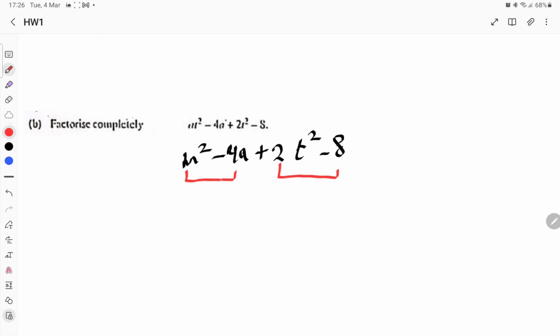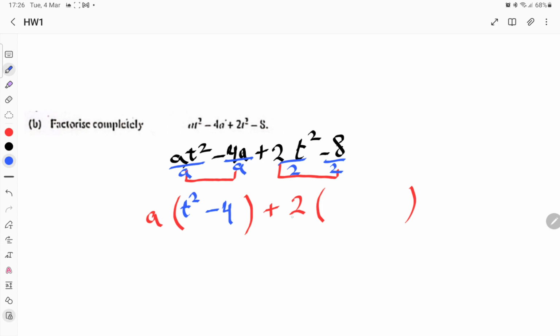So what is the common factor for the first two terms? This is a t squared, this is a t squared. So what is common here in the first part? The repeated letter is a, so you can open a bracket, and in the second part the common factor is 2. Take out 2 as a common factor, and then you divide by a, so it becomes t squared minus 4, and here divide by 2, so it becomes t squared minus 4 again.